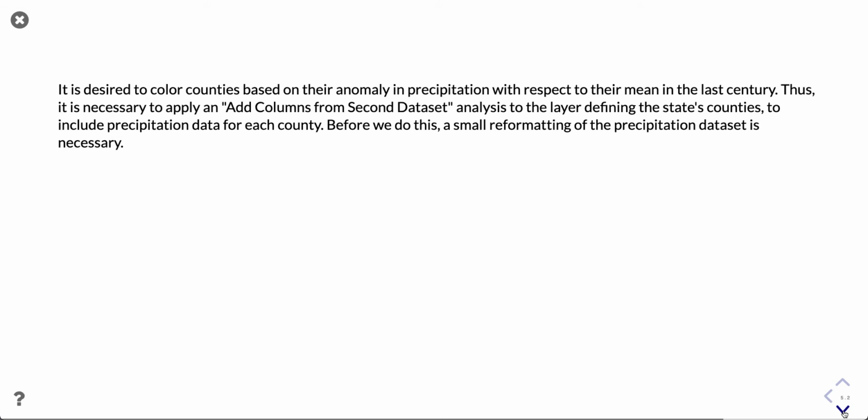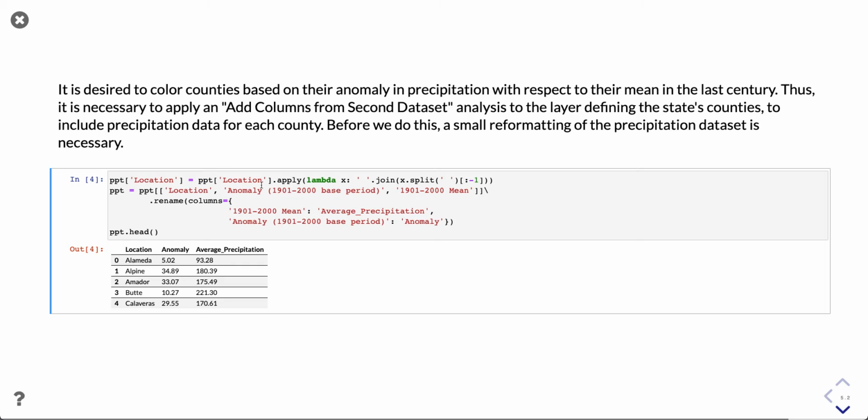Before these can be introduced, simple formatting has been used. It has been learned that Carto performs an SQL join behind the scenes, and thus it is necessary for the formatting of both tables to be similar. This join behind the scenes is performed within the add columns from second dataset analysis, which basically has been applied to the counties dataset. We just added precipitation data to an existing dataset of counties.